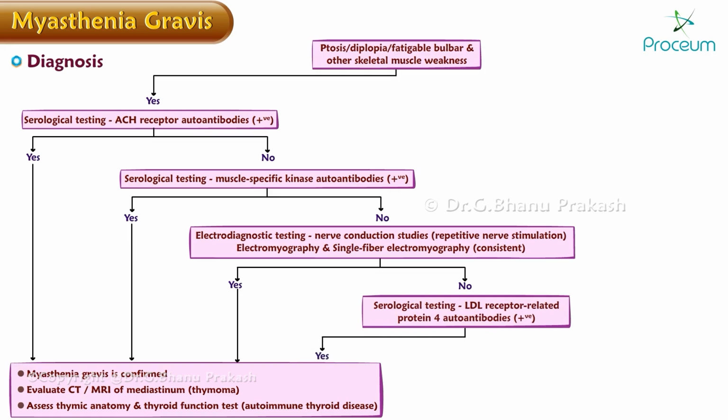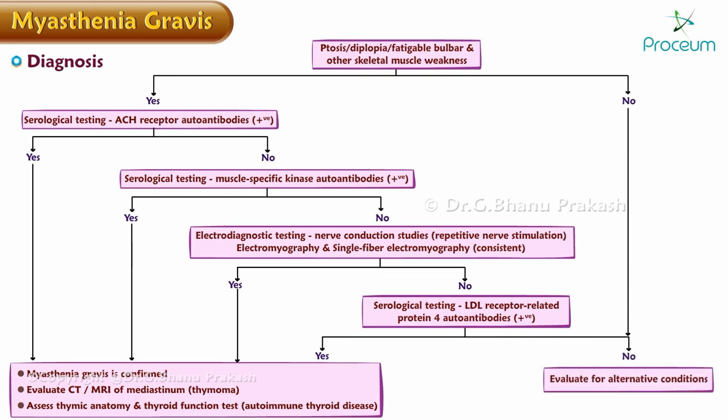If yes, myasthenia gravis is confirmed. Evaluate for associated conditions as mentioned above. Look if clinical features like ptosis or diplopia or fatigable bulbar and other skeletal muscle weakness are suggestive of myasthenia gravis. If no, evaluate for alternative conditions.